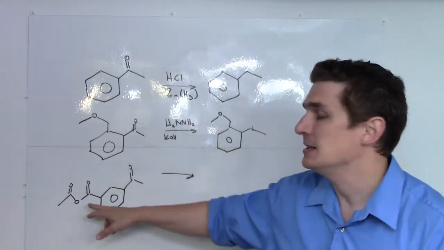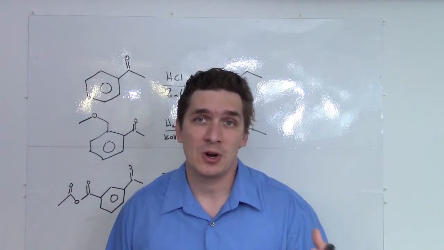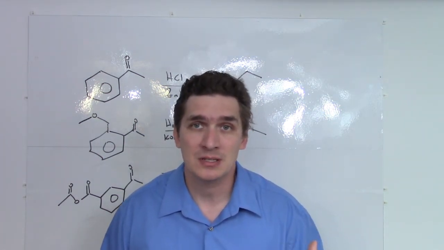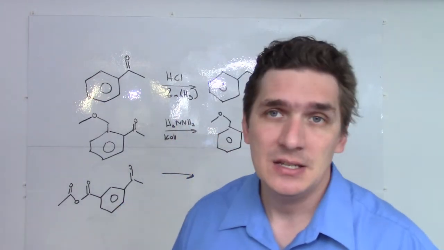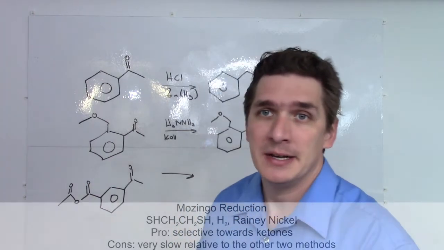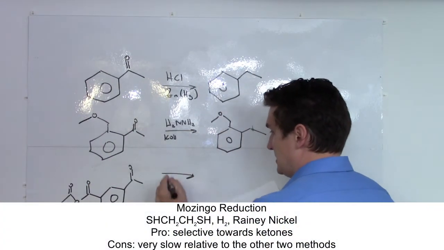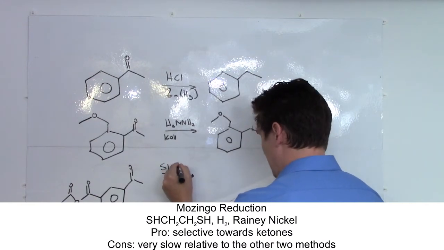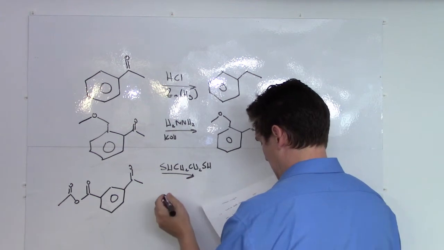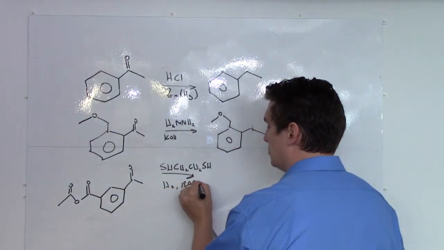Now, let's say you have a compound that is sensitive both to acids and bases. In this case, I've written down here an acetic anhydride. Under basic conditions, we will form the carboxylate ions. Under acidic conditions, we will form the carboxylic acids. The easiest way we can do this is what's called the Mozingo synthesis. And again, I'm going to write it down here. For the Mozingo synthesis, this is a dithiol solvent, H2 and what's called Raney nickel.